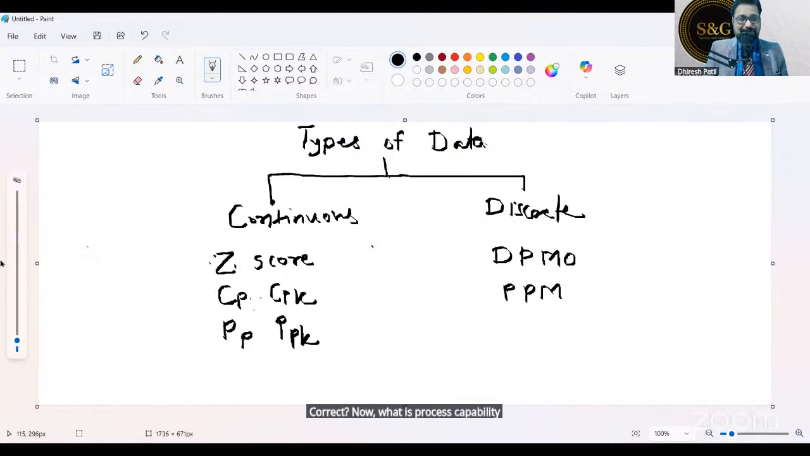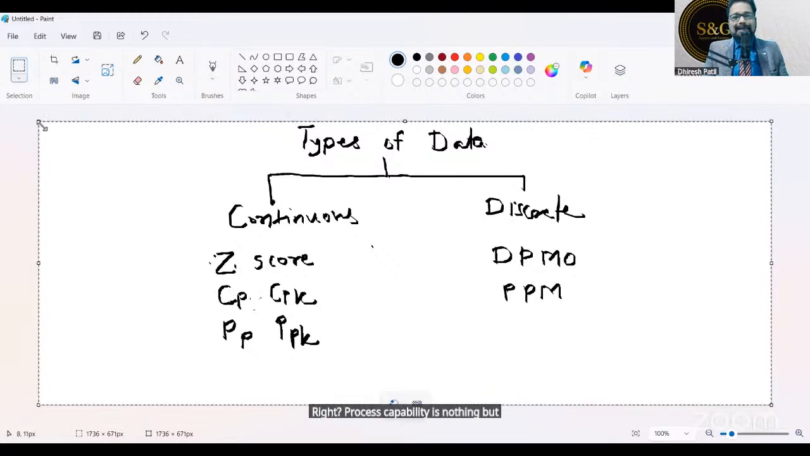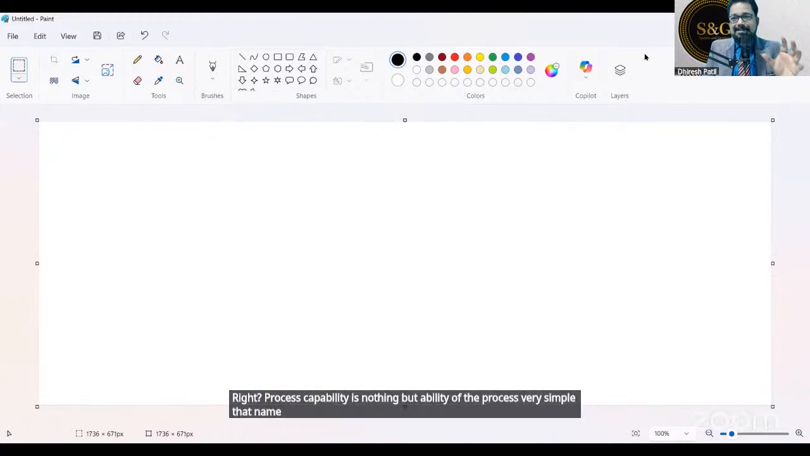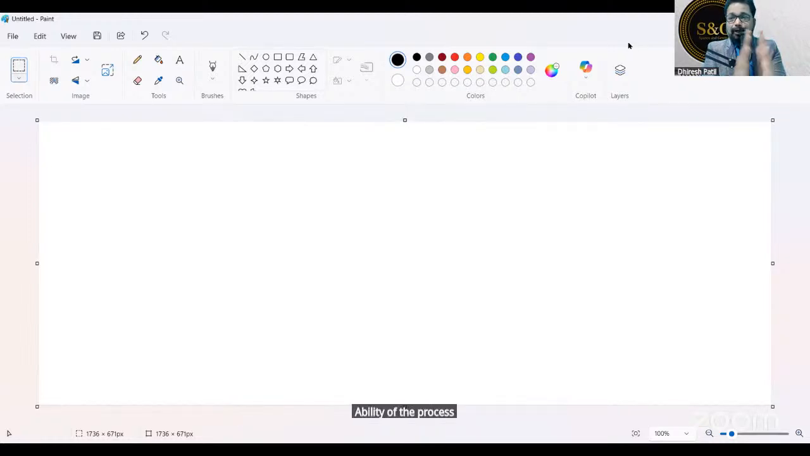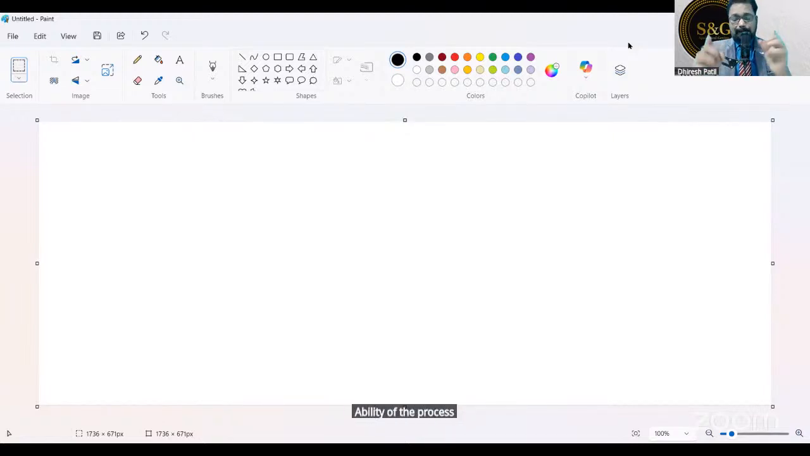Now, what is process capability? That's the first question. Process capability is nothing but the ability of the process. Very simple. The name itself has the explanation in it. Ability of the process to satisfy the requirement of the customer. Ability of the process to satisfy the requirement of the customer is called process capability.